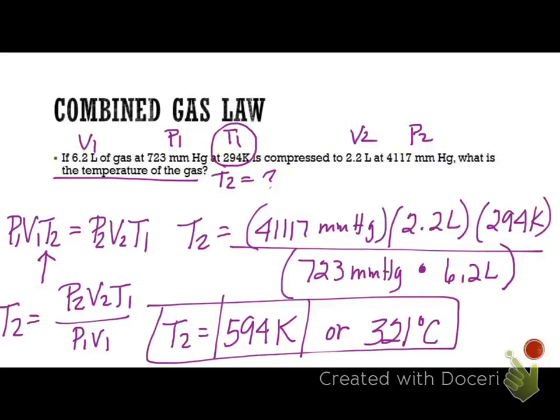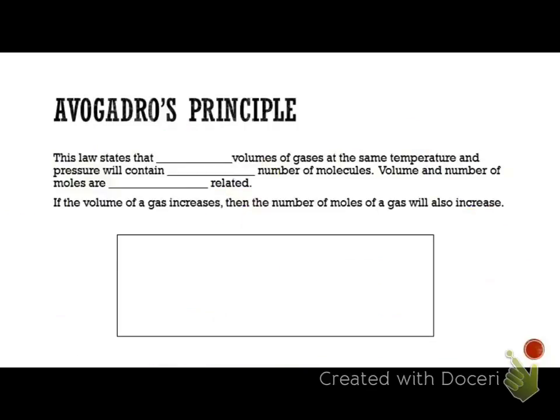All right, one more law and then we're done. This one is Avogadro's principle, and it's going to be very similar to the other ones. This principle states that equal volumes of gases at the same temperature will contain equal number of molecules. So volume and number of molecules are directly related. And hopefully by now you've realized that the only two things that are not directly related are pressure and volume. They're indirectly related, but everything else is going to be directly related.